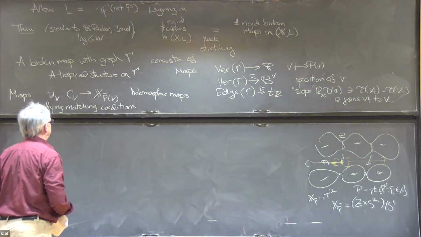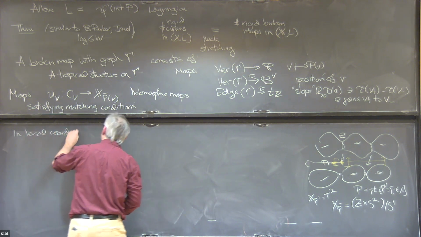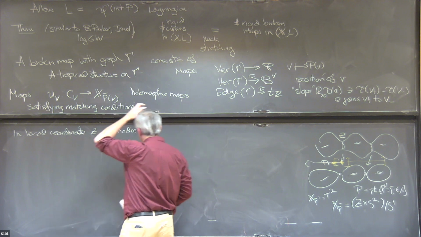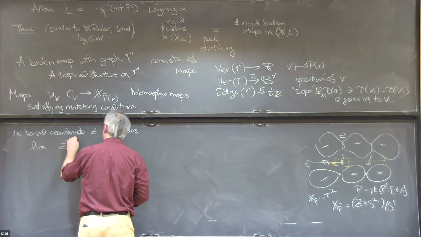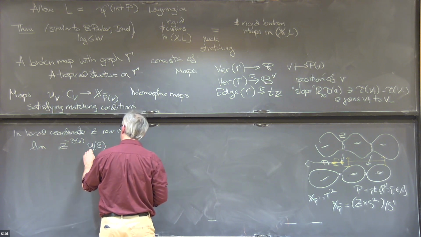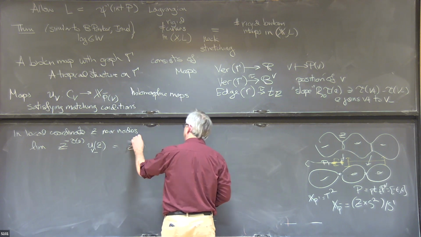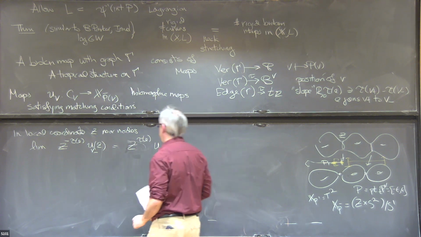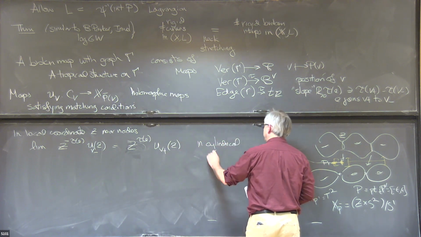So the matching condition says that in some local coordinate near the nodes, the limit of z to the minus tau e on one side, the minus should be tau z to the tau of e plus of z on the other side in cylindrical coordinates.